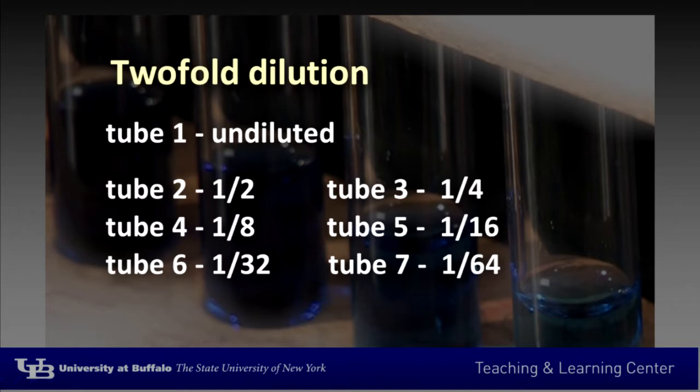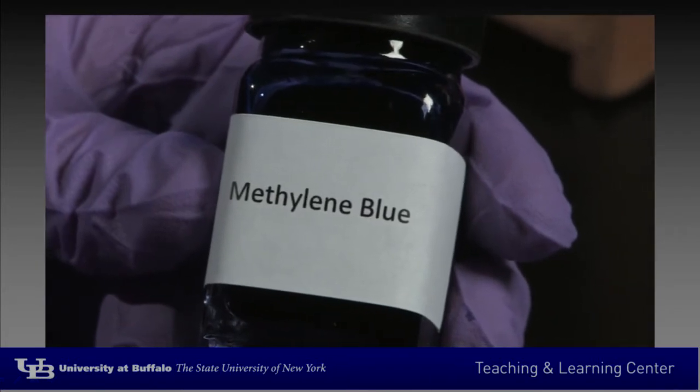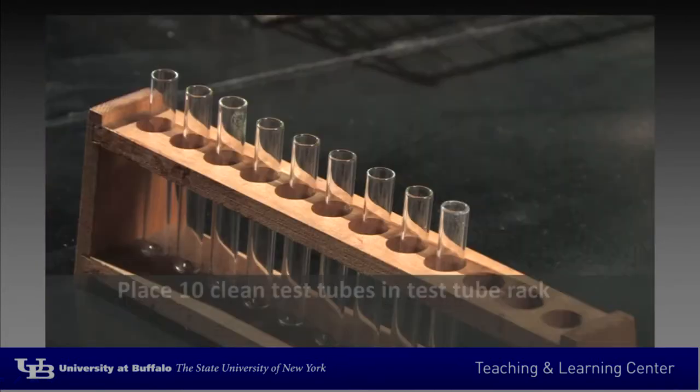The third tube contains a quarter of the amount of antibody. The fourth tube contains an eighth. The fifth contains a 16th. The sixth a 32nd. The seventh tube a 64th, etc. A substitution of methylene blue for the patient's serum is made for this demonstration.